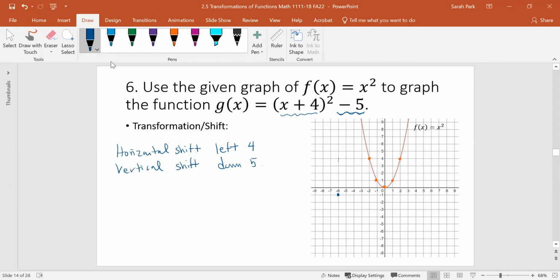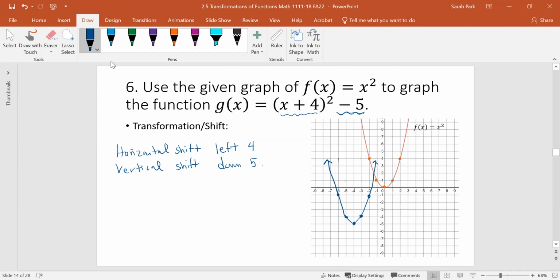We would take that second point, make it go left 4, and down 5. That point 0, 0, left 4, and down 5. Take the point at 1, 1, we go left 4 and down 5. Take that last, left 4 and down 5. So here's our new, or our shifted graph, or transformed graph, where we took each point and made it go left 4 and down 5.